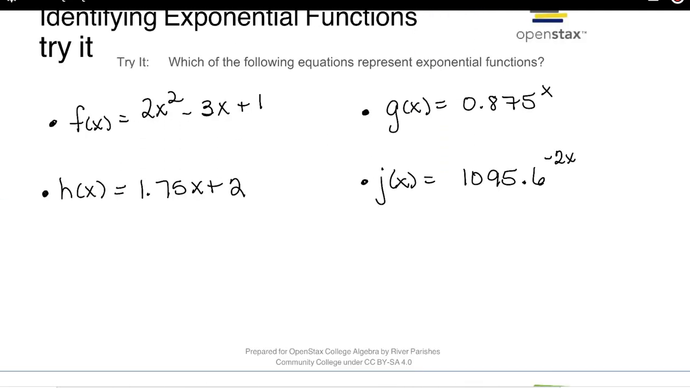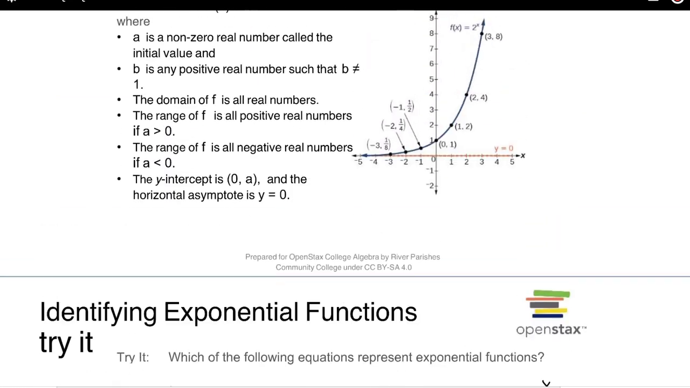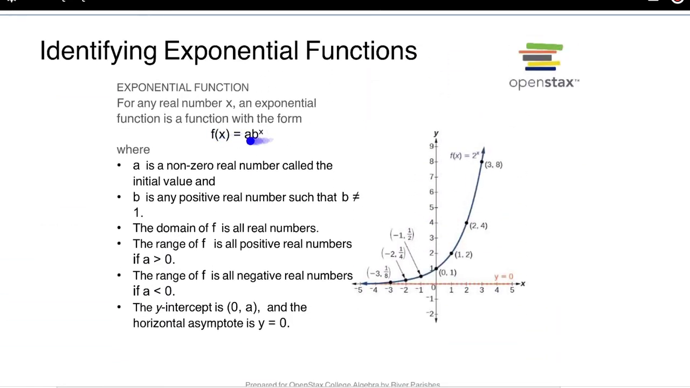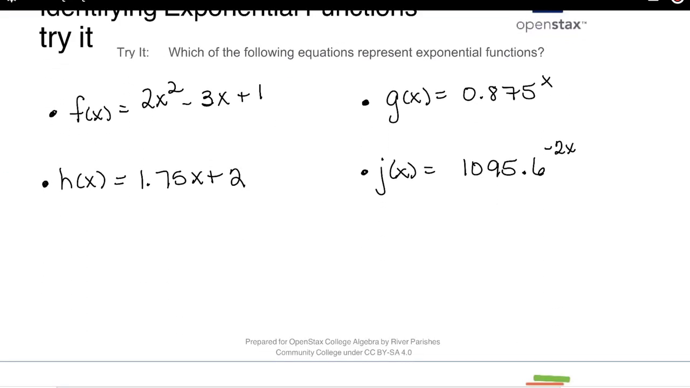Okay, so let's look at this example. It says, which of the following equations represents exponential functions? So going back up here, this is the form of an exponential function, a times b to the x. So when we have these problems here with the subtraction and the addition, this would not be an exponential function. Neither would this one. However, these two, this is a base carried to an exponent, base carried to an exponent, these would both be considered exponential functions.